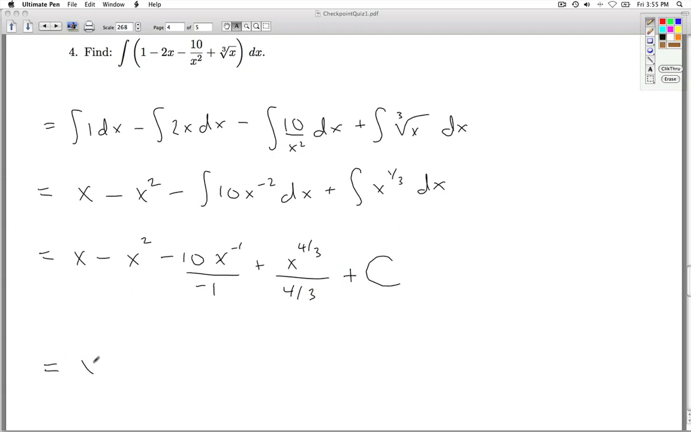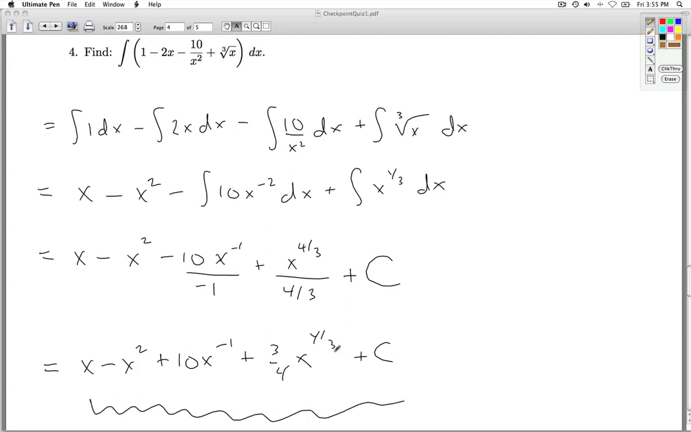And now we simplify. x minus x squared plus 10x to the minus first plus 3/4 x to the 4/3 plus c. If you want to, you can rewrite this as 10 divided by x and write this as x times the cube root of x to the 4th, but this is a perfectly acceptable answer.